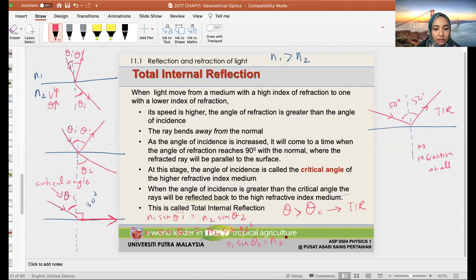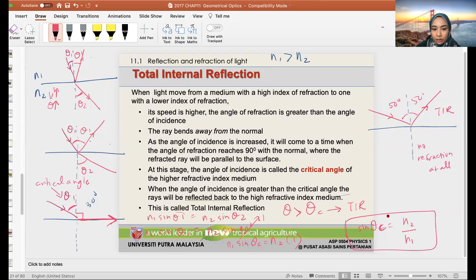So N1 sine theta C equals N2. Where is the sine 90? It's gone because sine 90 equals 1. So it's the same, times 1. Okay, so sine theta C equals N2 over N1. So that is your critical angle for your TIR.